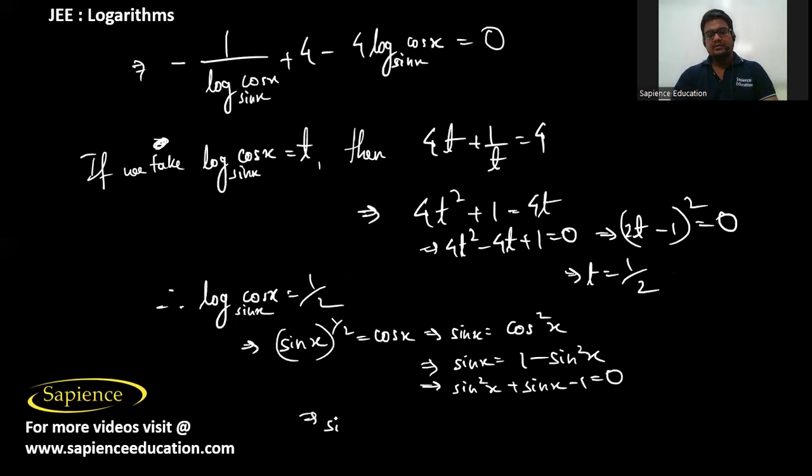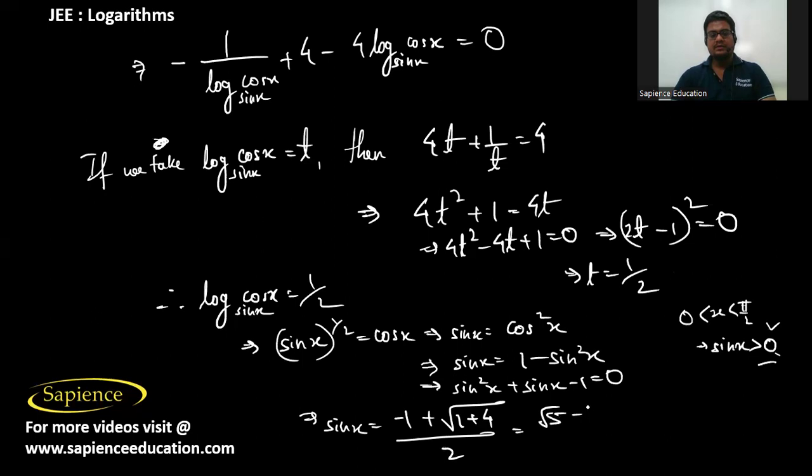So therefore sin x will be how much? Sin x will be minus b plus, now a negative we cannot take since x is from 0 to pi by 2. So sin x will always be greater than 0 only. So the negative answer we should not include. We have to ignore the negative answer. So this will be minus b plus square root of b square minus 4ac by 2a. So this will be root 5 minus 1 by 2, or I can say minus 1 plus root 5 by 2.